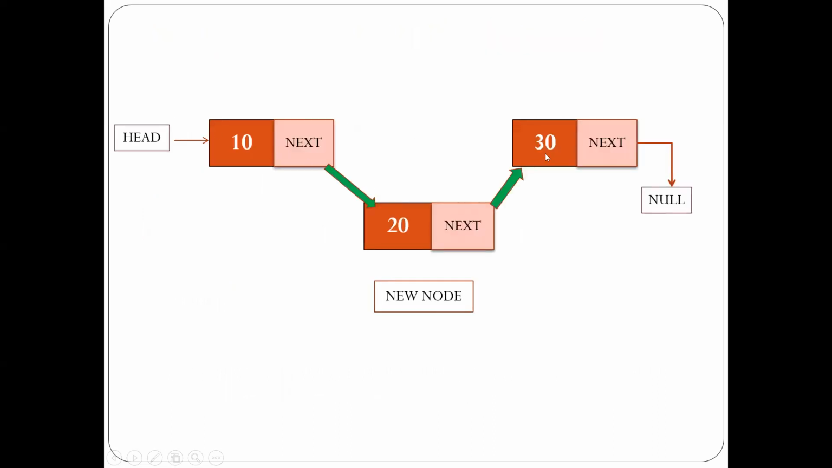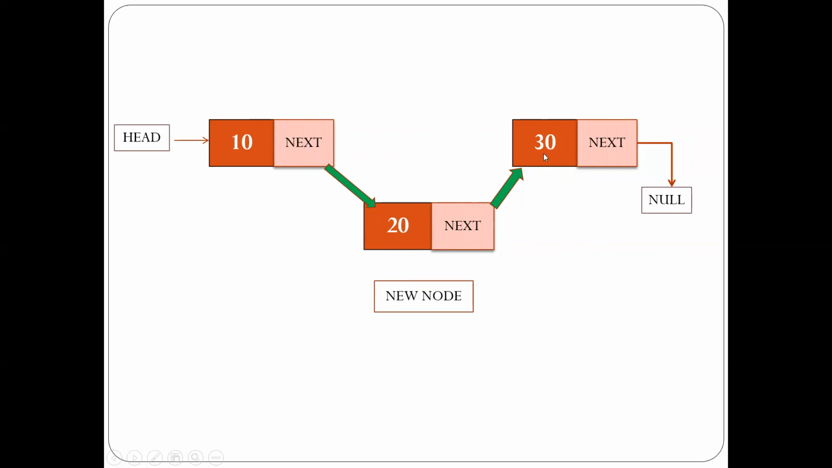See here, this 10, 30 is the original list actually, and I want to insert 20 after this 10 here. So if I want to insert this 20 after this 10, that means I have to establish these two new links, highlighted in green color here. The original link is between 10 and 30, but we have to break that link, and establish new links between 10 and 20 and between 20 and 30. This is called insertion in between.